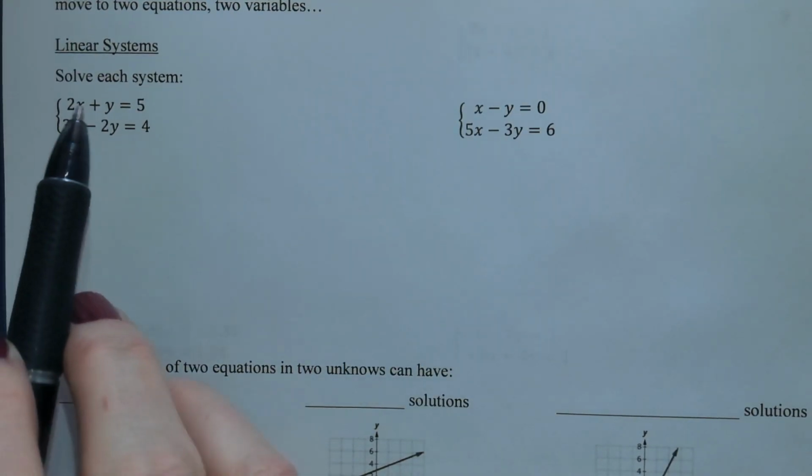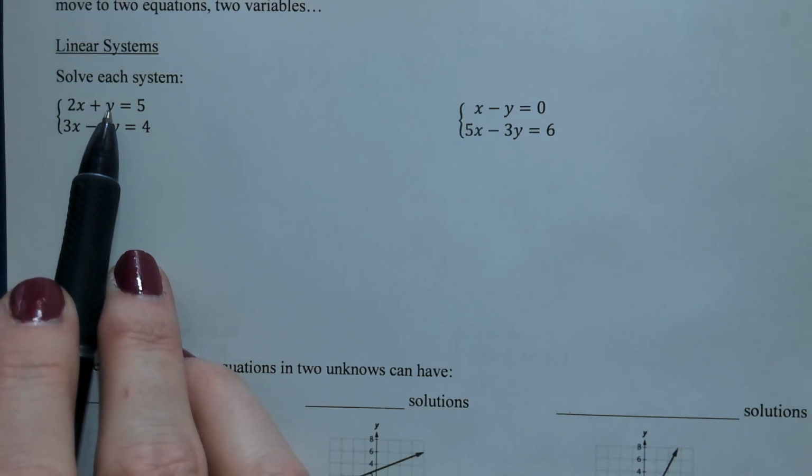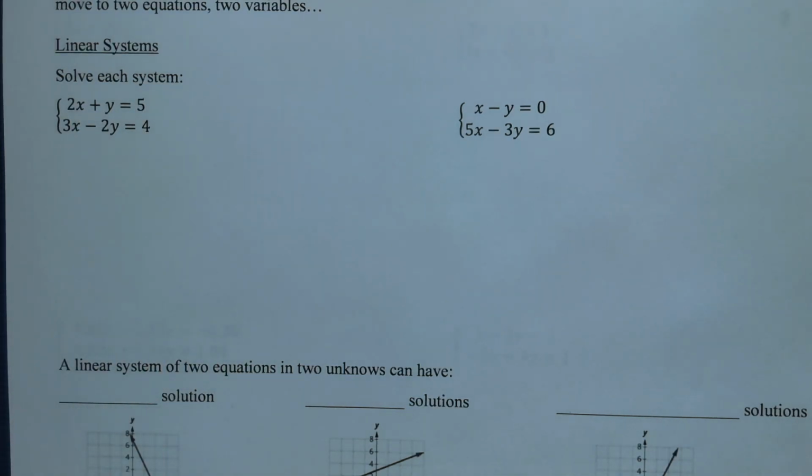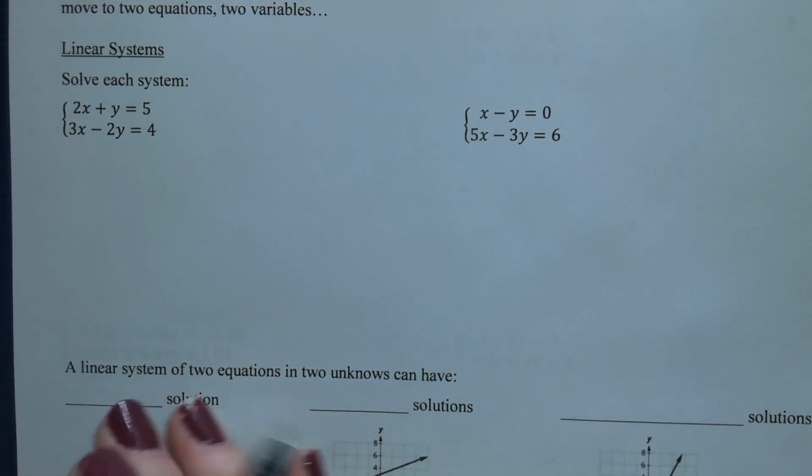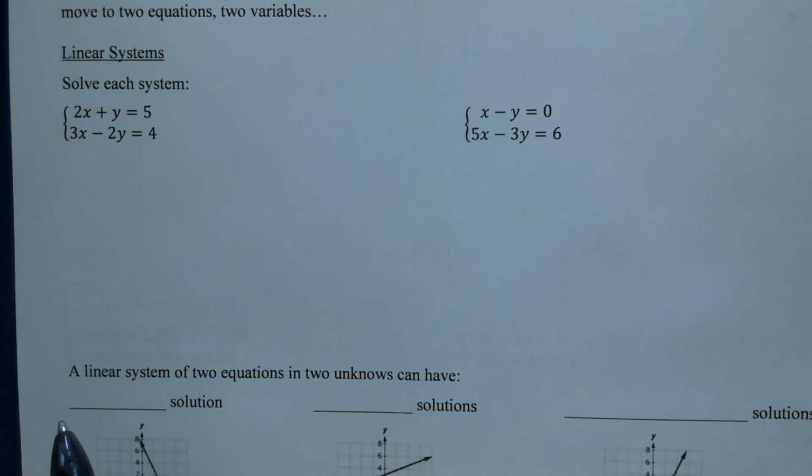And these are called linear systems because there's no powers on anything. If I solve these for y, I could graph them. They would just be lines. We're essentially just trying to figure out the solution that works for both equations at the same time.